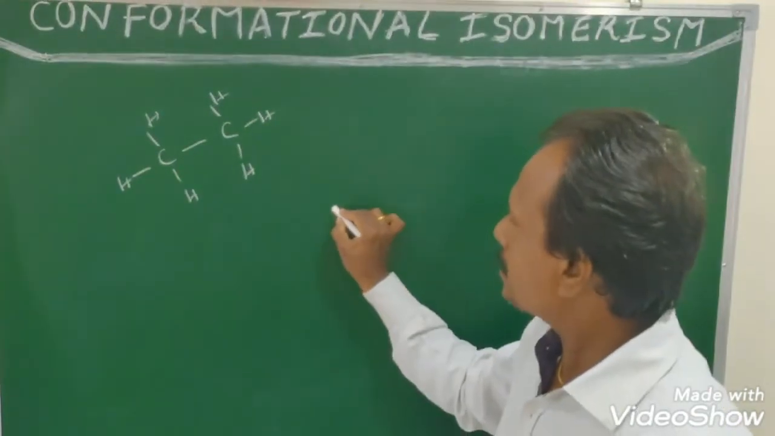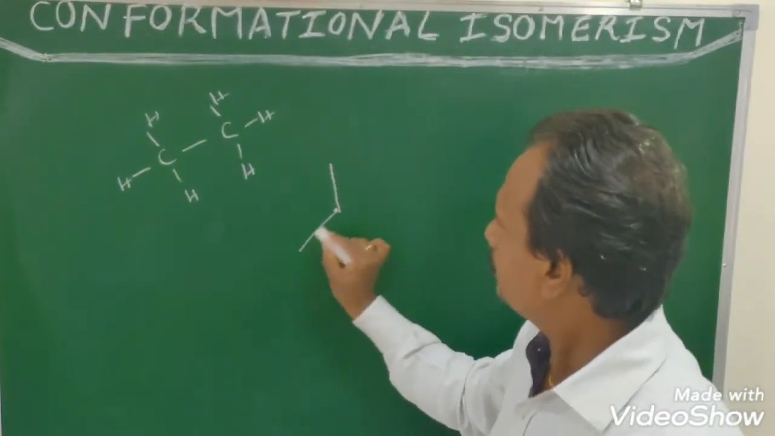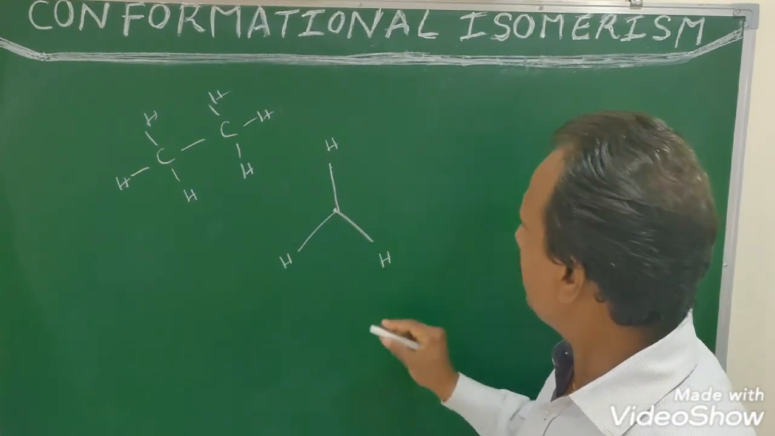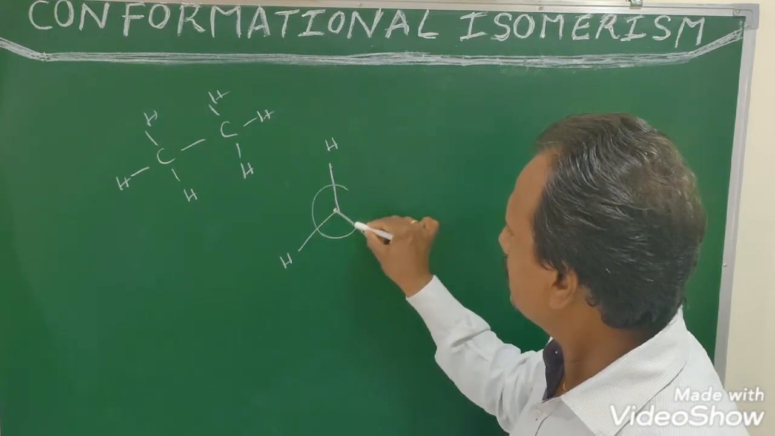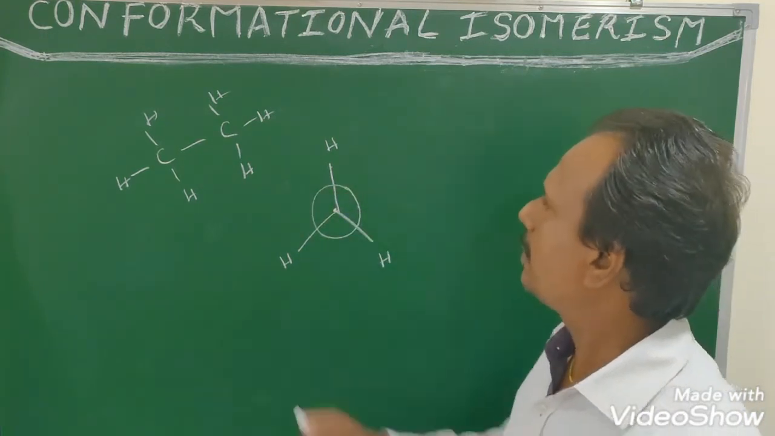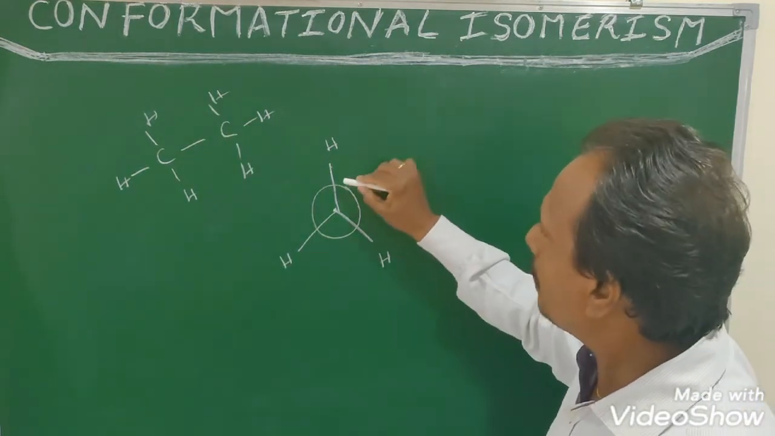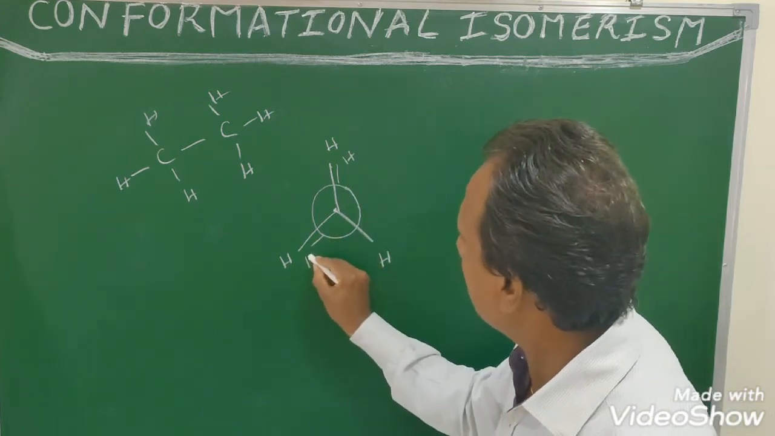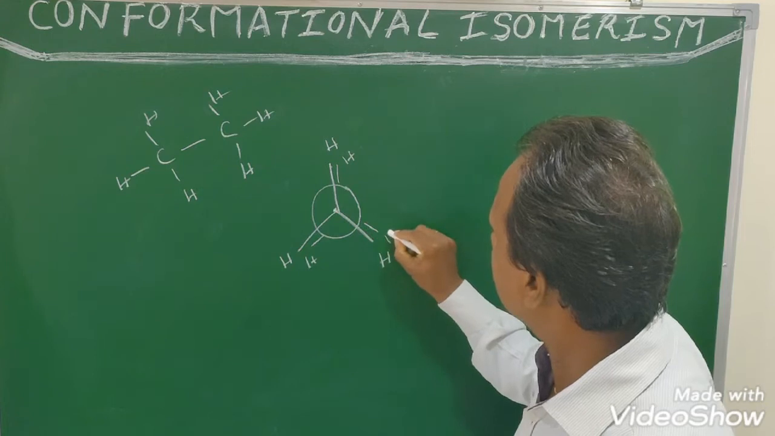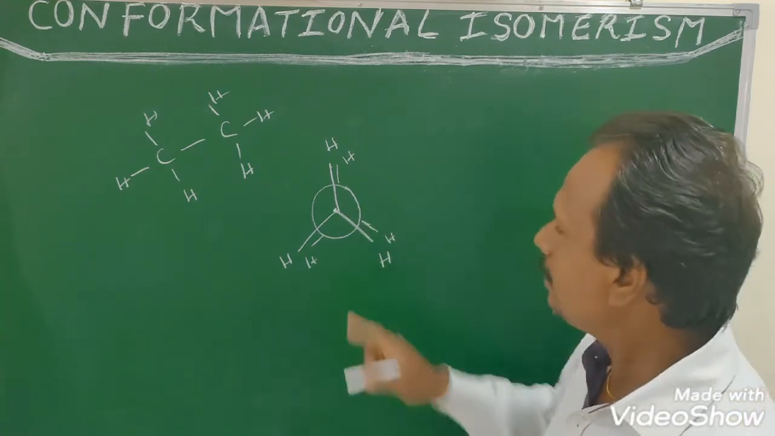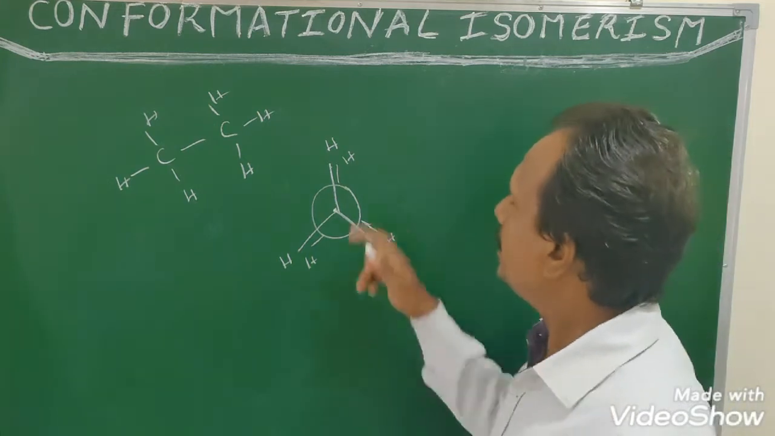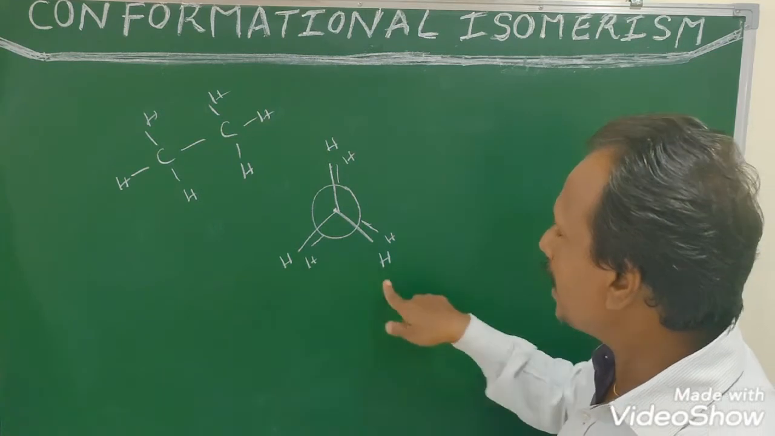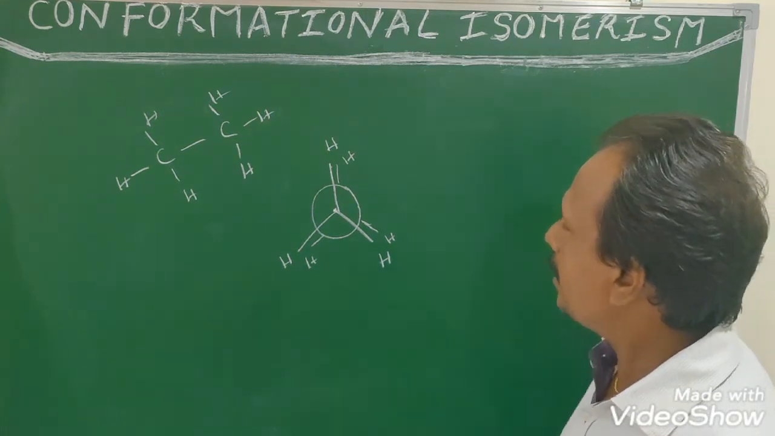First carbon is the first carbon. These three are the H atoms. Second carbon is this circle, having 3 H atoms. In one conformation, the 3 H atoms are exactly behind the H atoms of the first carbon. This is called eclipse conformation. It is highly unstable because, due to repulsion, this molecule attains more energy. Energy and stability are inversely related.